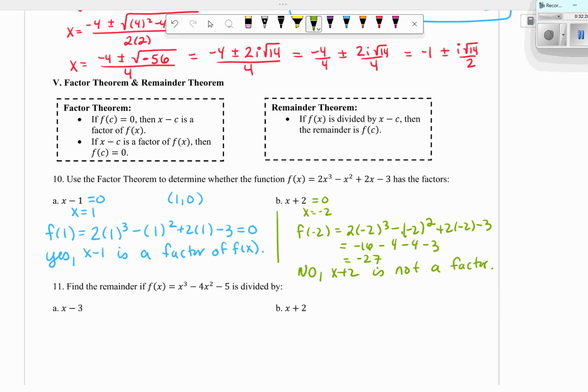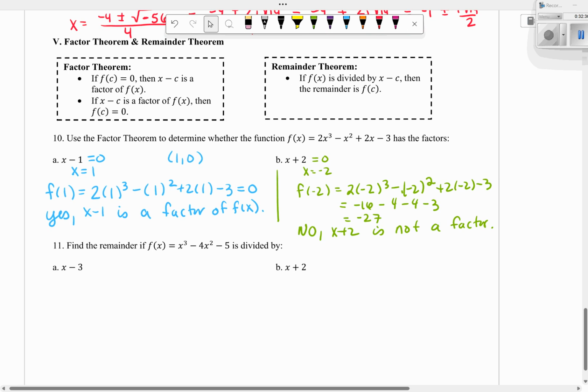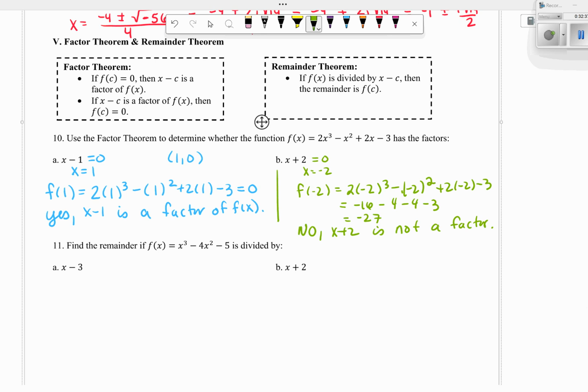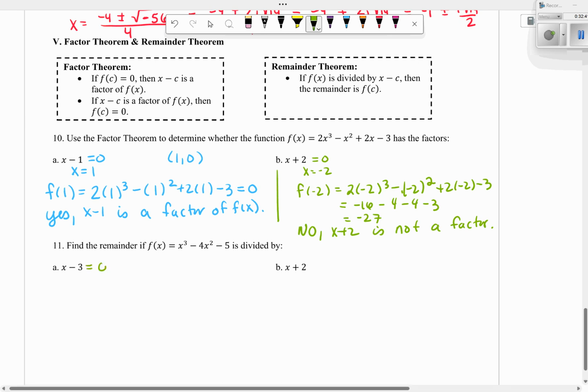Another thing you can do is synthetic or long division if you want. It would just take longer to get to your answer. It's a lot easier just to plug it in using your remainder and factor theorem. So the next one says find the remainder if this is divided by each of these. So it's the same idea. If I find the 0 first, which is x equals 3, so if I do f of 3, whatever I plug in gives me my y value, which is also the remainder if I were to do synthetic or long division.